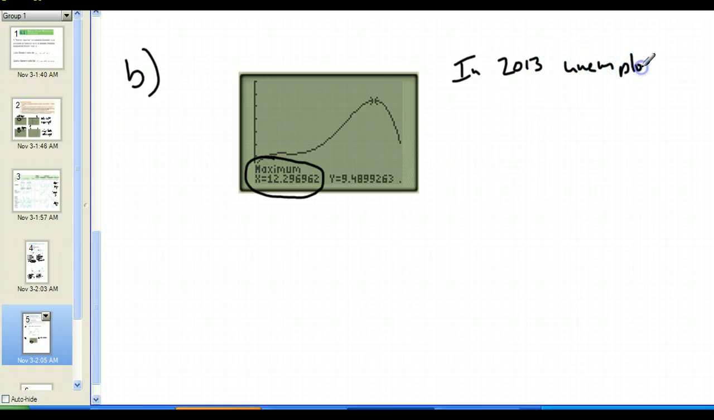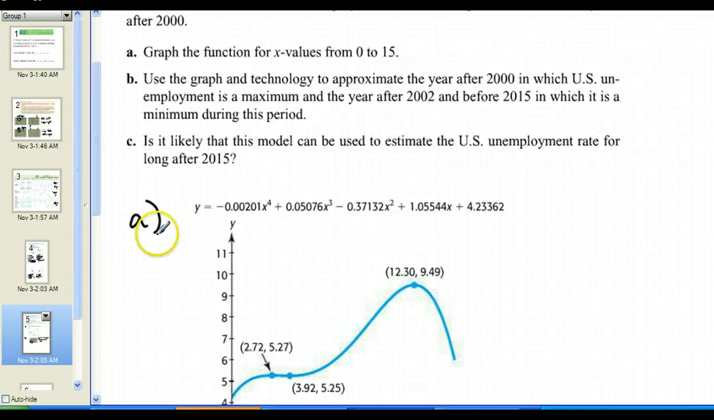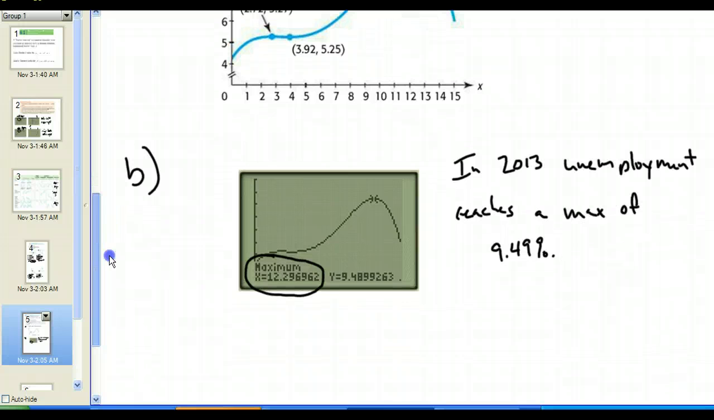So sometime in 2013, unemployment reaches a max of roughly 9.49 percent. But if you read the question, it also wants us to find a period after 2002 and before 2015 in which it's a minimum. So we can't just say in 2000 it was at its lowest point. We have to go after 2002. So it reaches a minimum after 2002 as well.